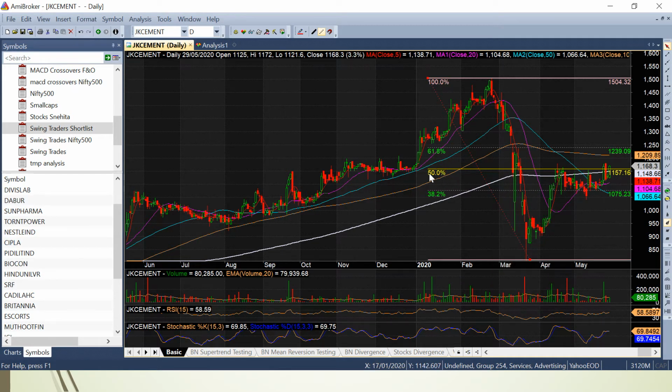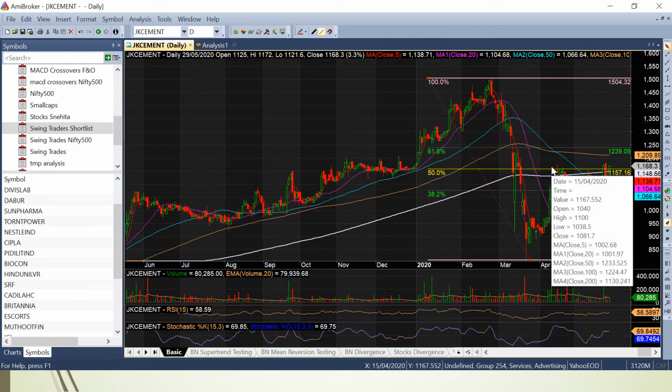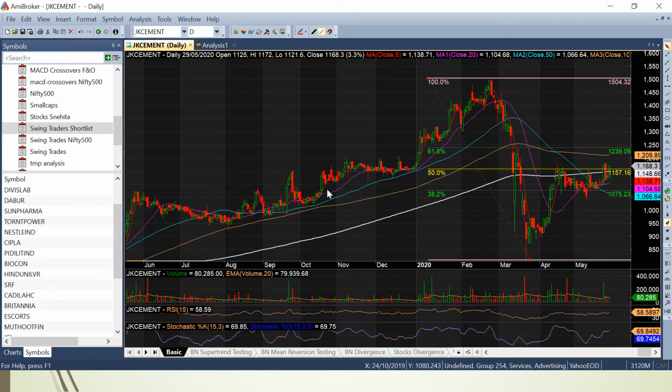If you see, your normal horizontal support resistance lines, even if you had drawn, you would have drawn one here, which is already overlapping with the Fibonacci retracement. That is more of a confirmation, a stronger confirmation that you should respect the Fibonacci levels here.